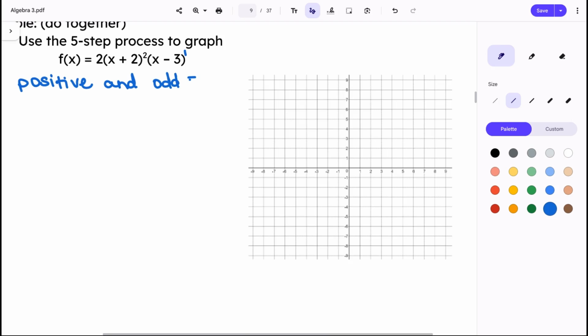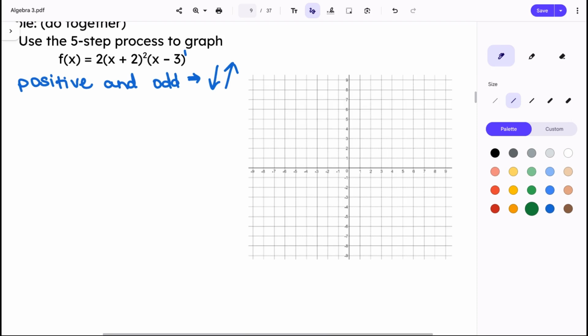So what's our end behavior look like if you know it's positive and odd? Down and then up. Good. Down and then up. So I'm just going to draw those arrows to remind myself of that. All right, now let's try to find my x-intercepts. Remember, this was already factored for you. So it's pretty easy to find those x-intercepts because we just set those parentheses equal to 0. And then we think about multiplicity.